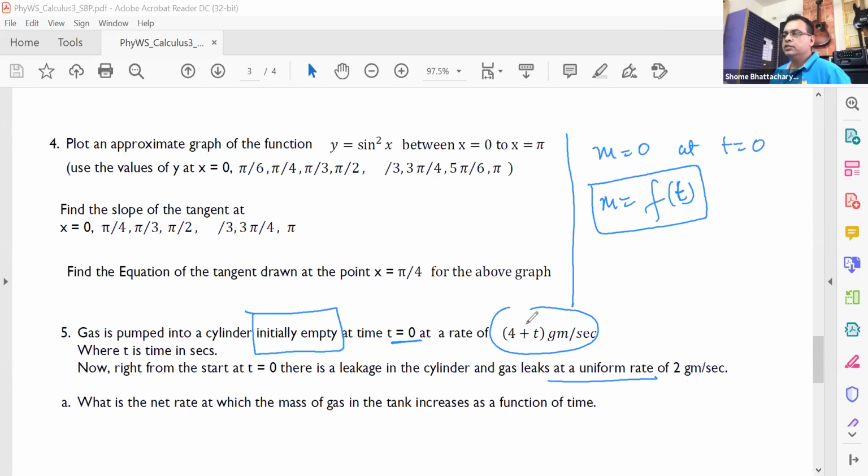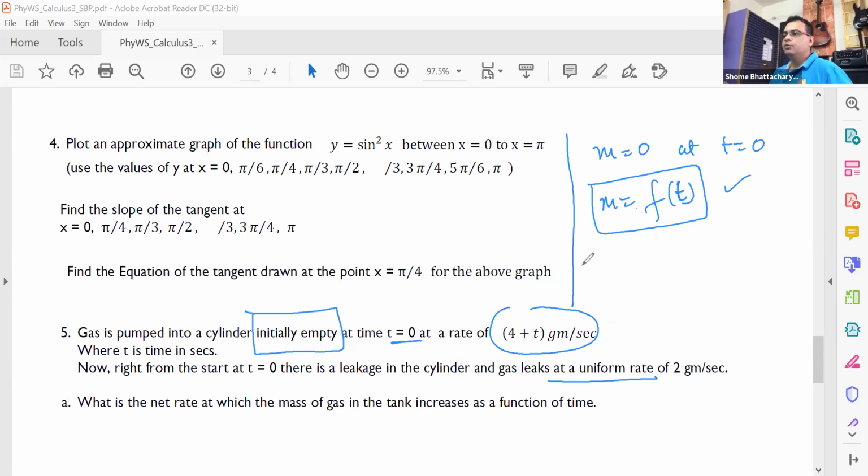Because we are involving a process which is about pumping in the gas, and we are involving a process which is about leakage of the gas. So both the things are happening simultaneously. So in general, we are filling as well as gas is leaking out. So that means the mass must be changing with time. But initially the mass was 0. Okay. So this is the first thing that we understand, that mass is a function of time.